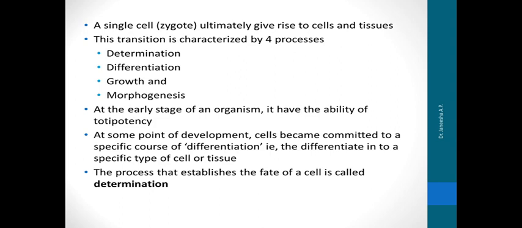So at the early stage of an organism, all the cells have the ability of totipotency. But at some point of development, cells become committed to a specific course of differentiation. That is, they differentiate into a specific type of cell or tissue. So during development, the fate of the cell is determined, and that process is called determination. Even though the cell has totipotent capacity, the fate of the cell is determined during the course of its development.